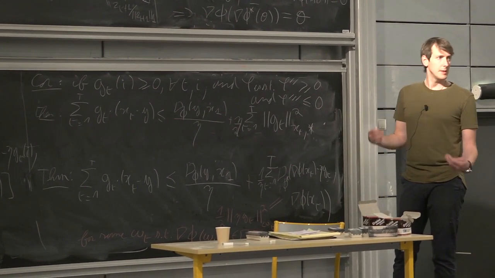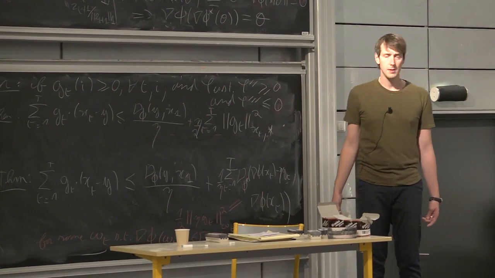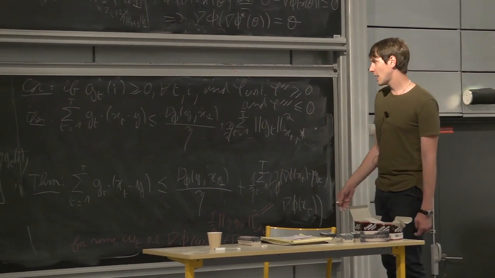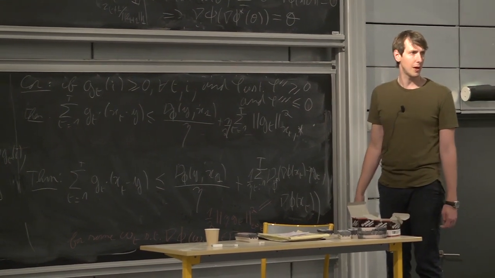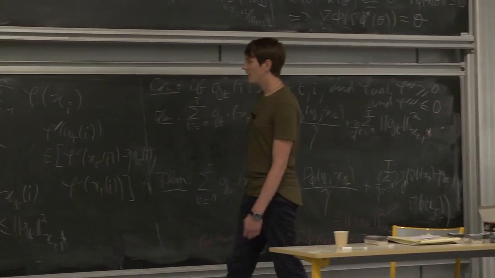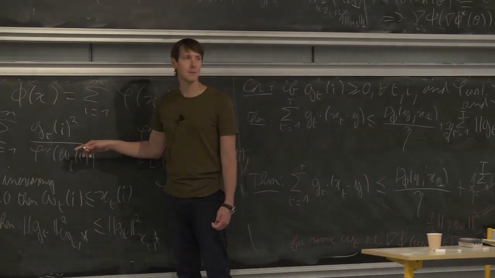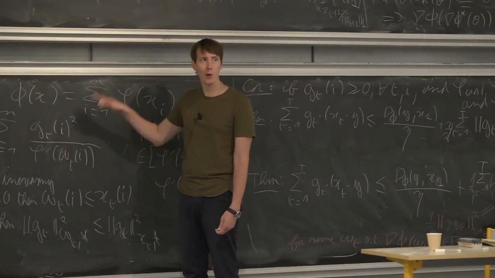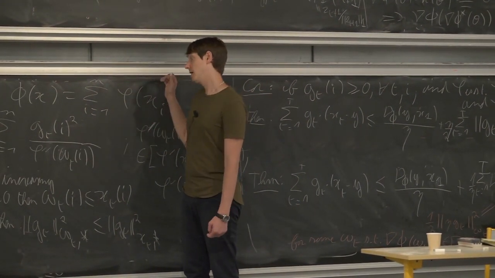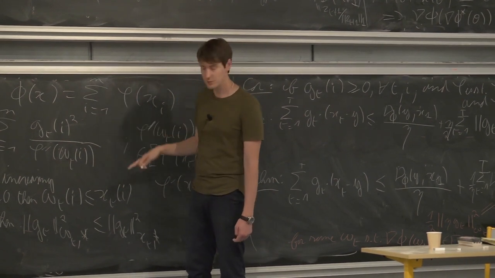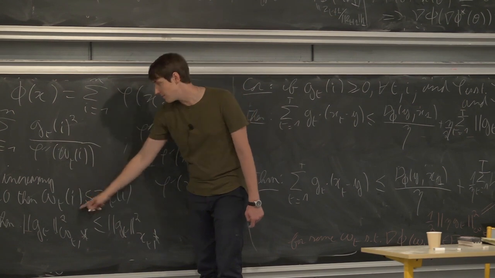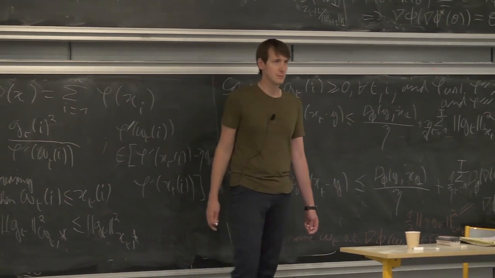Yeah? Phi double prime is supposed to be increasing or decreasing? Phi double prime is supposed to be decreasing. So phi triple prime, right? Because if phi double prime is decreasing, 1 over phi double prime is increasing. So at this value, it's smaller than at that value.